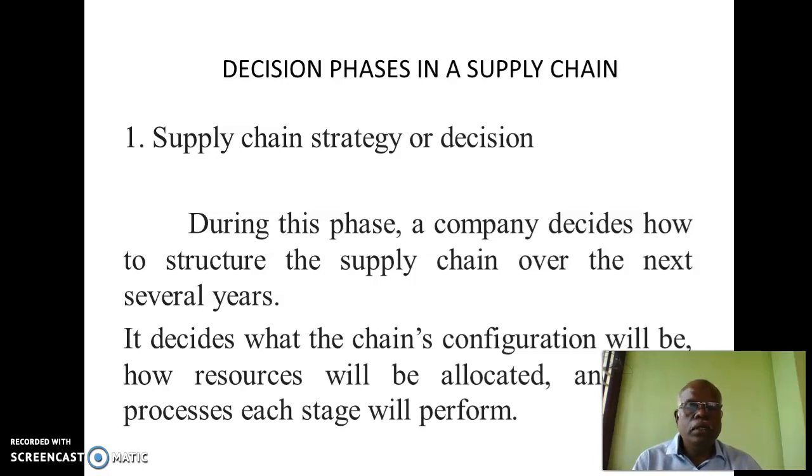During this phase, a company decides how to structure the supply chain over the next several years, maybe for more than 3 years or 5 years. So it decides what the chain's configuration will be, how resources will be allocated, and what processes each stage will perform. So for the span of 3 years or 5 years, how the supply chain is to be configured. To configure in such a way, what all the resources are required and how they are to be allocated, and what is the nature of processes to be done in each stage.